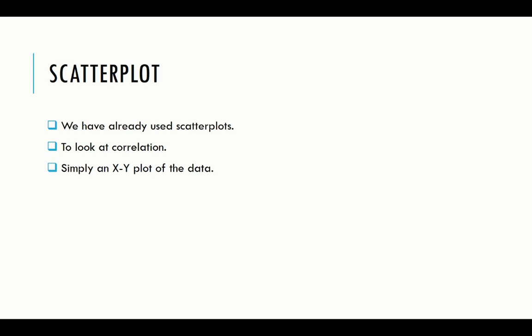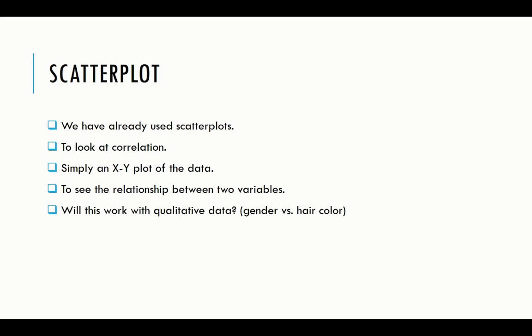Now, maybe my data set has more than two variables, but the scatter plot allows me to look at just two of them at a time. And so the goal is to see the relationship between these two variables. So my question for you here is, will this work with qualitative data? I know we just answered this question, but think about this for a second. Can I use qualitative data with a scatter plot?